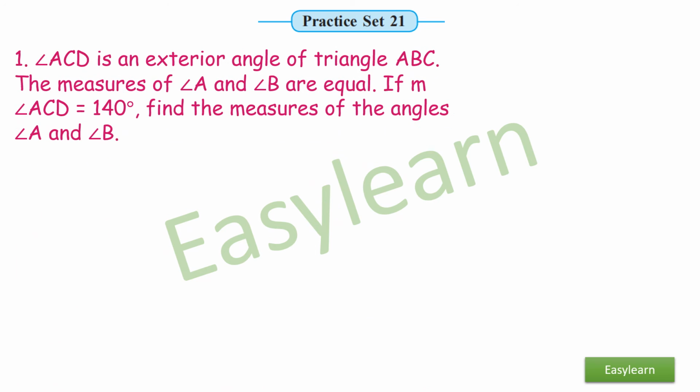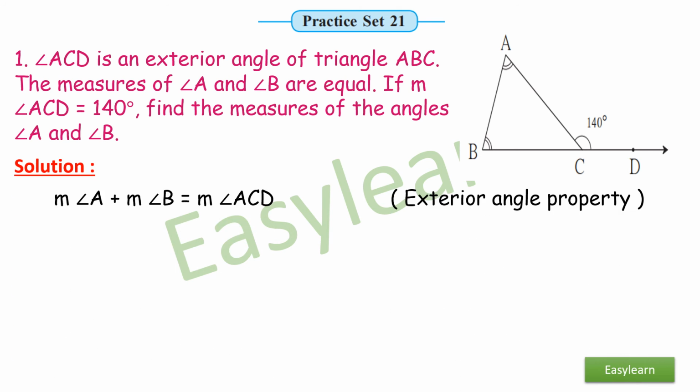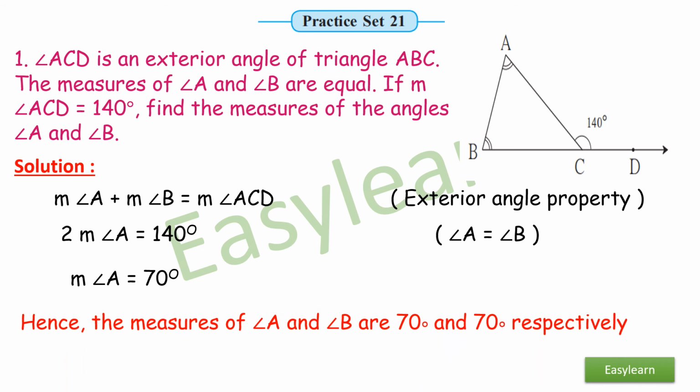Practice set 2.1. Angle ACD is an exterior angle of triangle ABC. The measures of angle A and B are equal. If the measure of angle ACD is 140 degrees, find the measures of angle A and angle B. Now we know that measure angle A plus measure angle B is equal to measure angle ACD from the exterior angle property. So 2 times measure of angle A is equal to 140 degrees as A is equal to B. Therefore measure angle A is equal to 70 degrees. Hence the measures of angle A and angle B are 70 degrees and 70 degrees respectively.